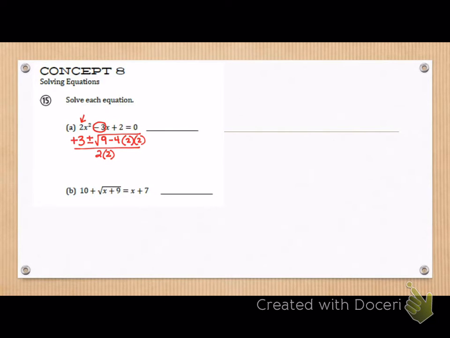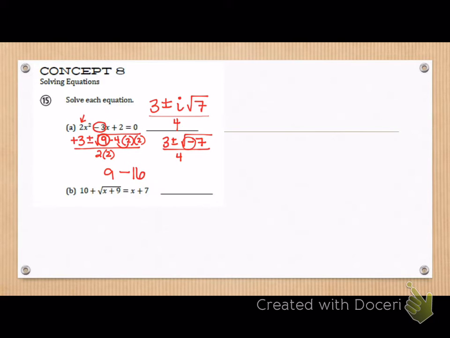So we end up getting 3 plus or minus over 4. And this is 9 minus 8 times 2 is 16. This is 8 and then times 2. And so that would be negative 7. So in this case here, we can't simplify the 7 at all, but we can deal with the negative. So we're going to get an i that comes out of there. We'll leave a 7 there, and then we'll have a 4 underneath. So that would be it for the first question.